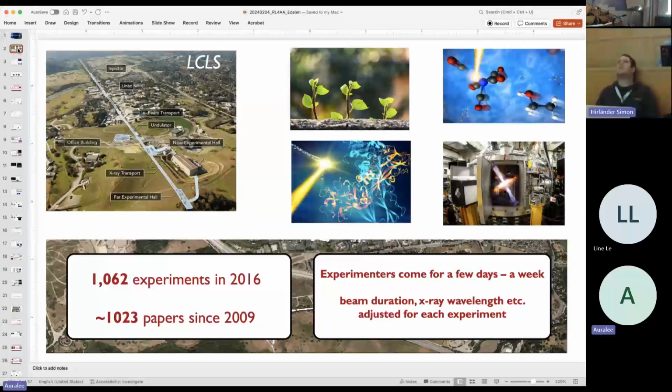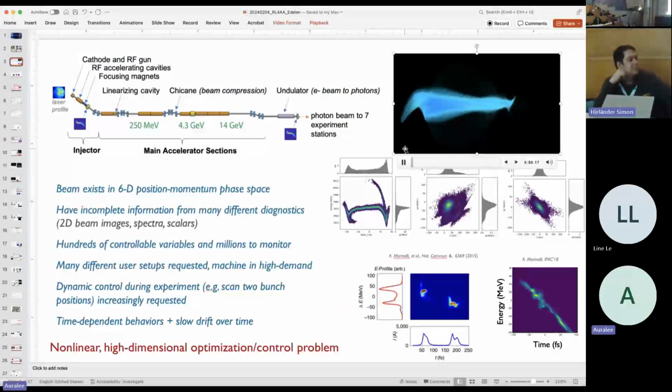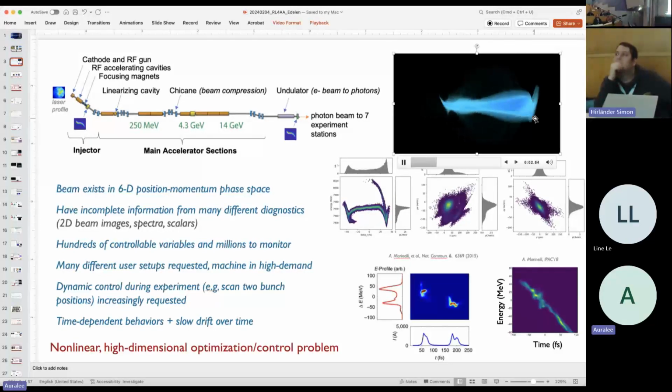So at LCLS, which is one of the main accelerators at SLAC, we serve a variety of different photon science users. So these are folks that come in and want to look at various samples with different properties, and to provide that light, we have to adjust the beam parameters. So we end up adjusting things like beam duration, the wavelength, and a variety of other aspects of the beam. In practice, this ends up being quite a complicated problem.